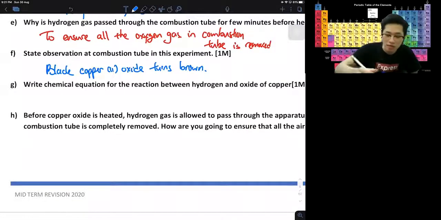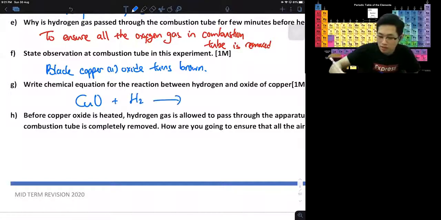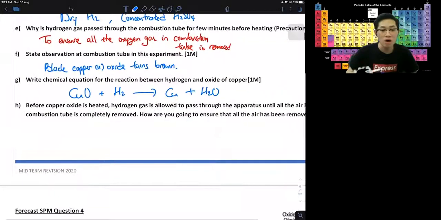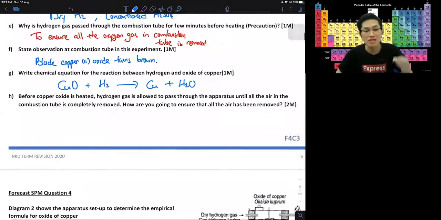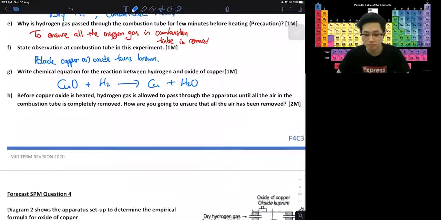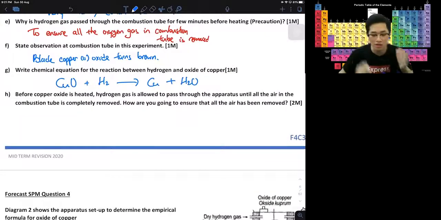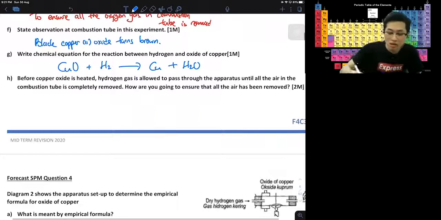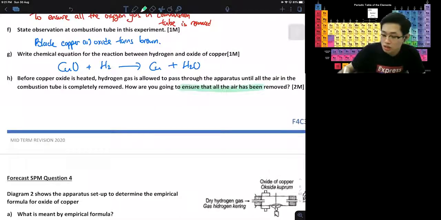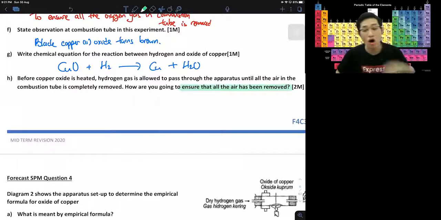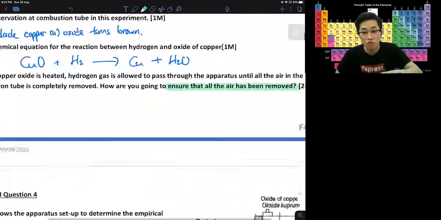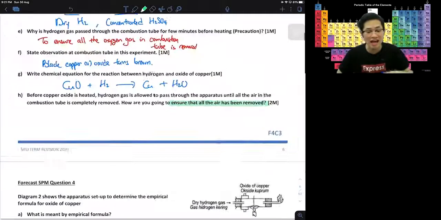So that's the equation that I wrote just now. CuO plus H2 gives you Cu plus H2O. Before copper oxide is heated, hydrogen gas is allowed to pass through the apparatus until all the air is removed. How are you going to ensure all the air or oxygen gas has been removed? How can I make sure that all the air has been removed?